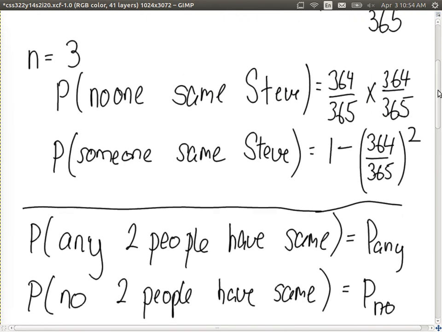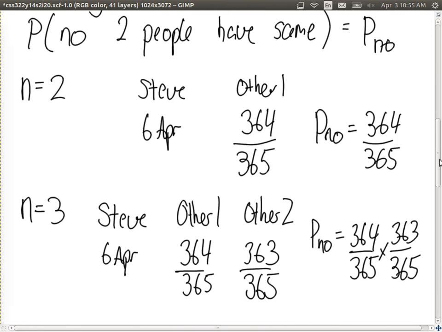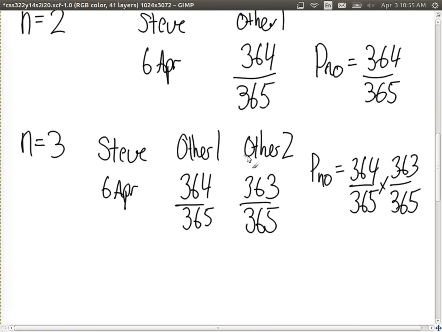In the case that we asked about the same birthday as Steve, as a particular person, the probability that no one had the same birthday as me was 364, the first person could be any of those 364 days, and the second person could be any of those 364 days. It didn't matter if those two people clashed. That's not what we're asking. We're asking that those two people did not have the same birthday as me, not as each other. But now we're asking, make sure that no two people have the same birthday of that set of three. Well, they cannot have the same as me or the other one. And it becomes this.